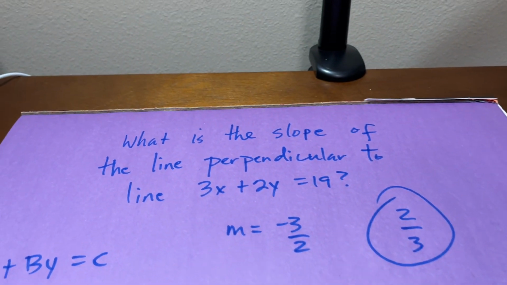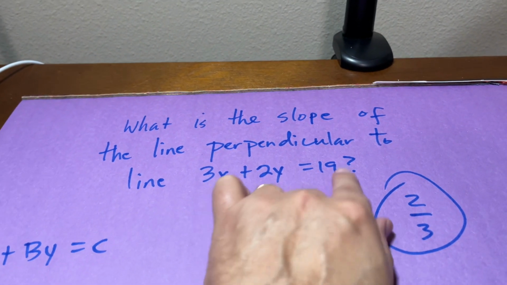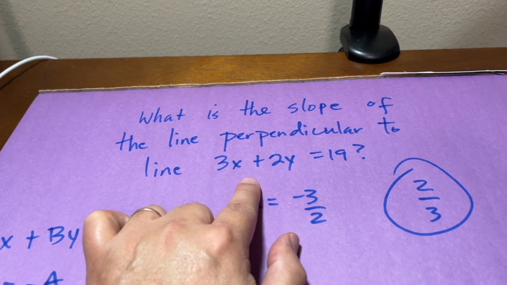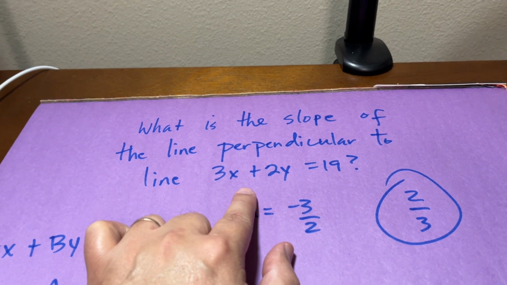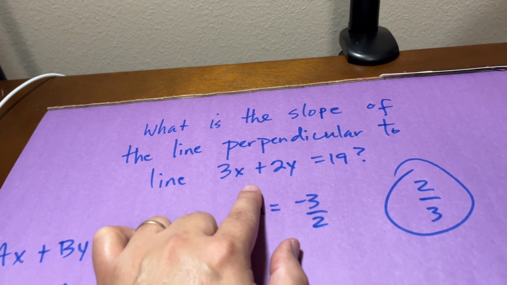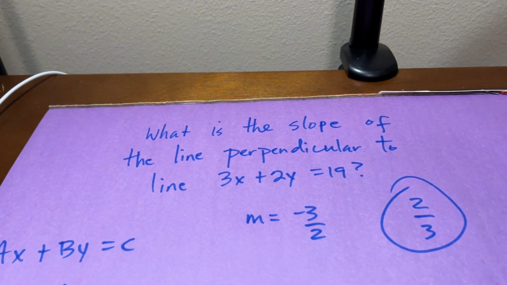All right, let's talk about this question. What is the slope of the line that's perpendicular to this line? Well, there's a couple ways to do that. I'm going to show you the fastest way, then we'll talk about some of the slower ways that most people try to do this.